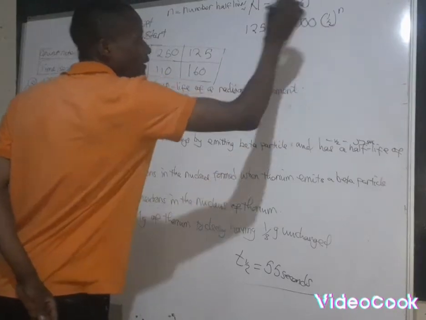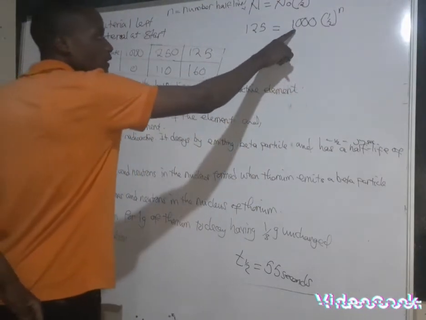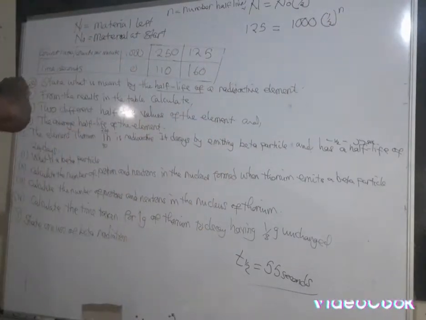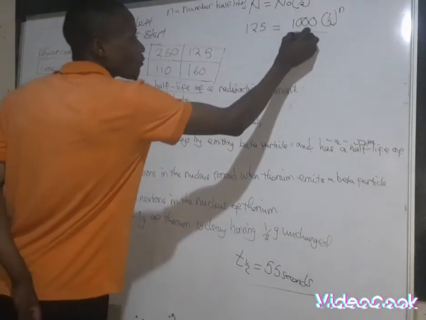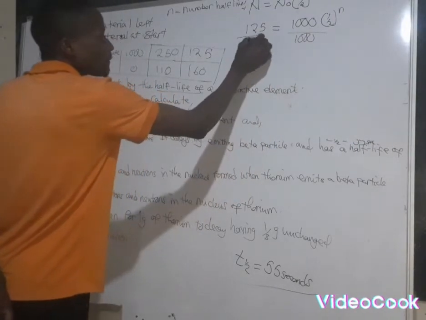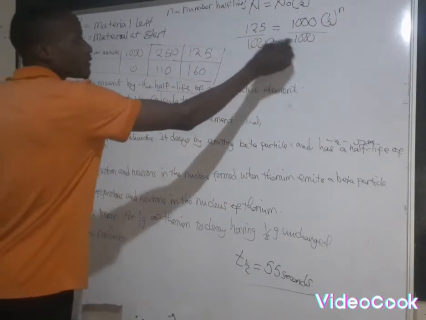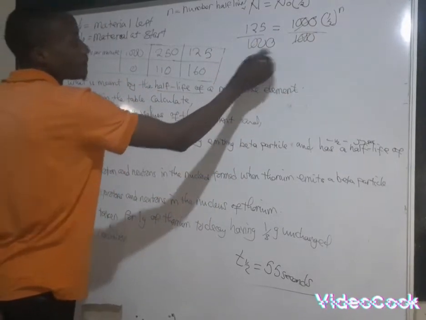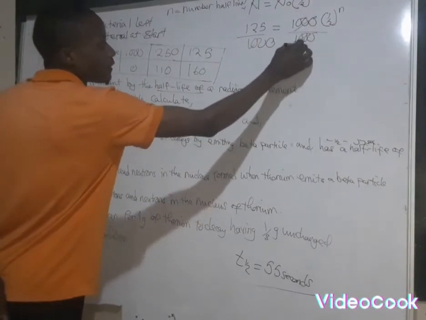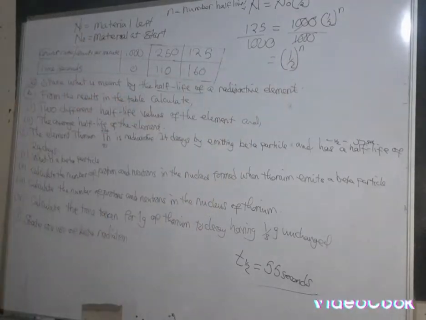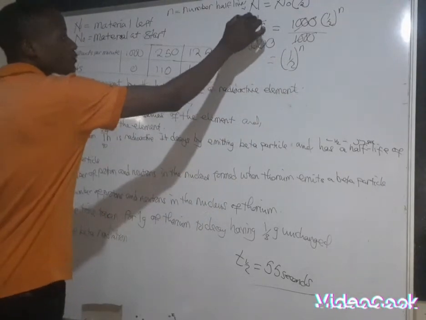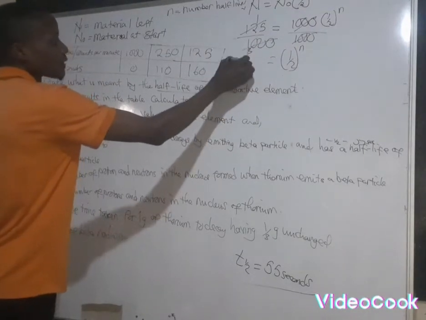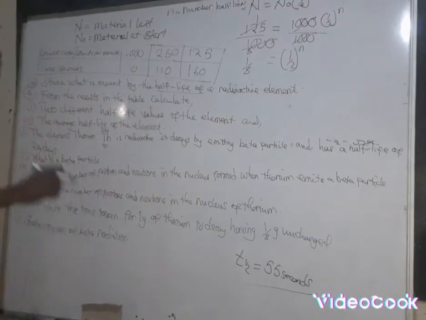Same thing applies here. You cannot multiply 1000 times 1/2 because of the power there. Indices come first. So divide both sides by 1000. We are left with 1/2 to the power n, which is equal to 125 over 1000. That gives us 1/8.